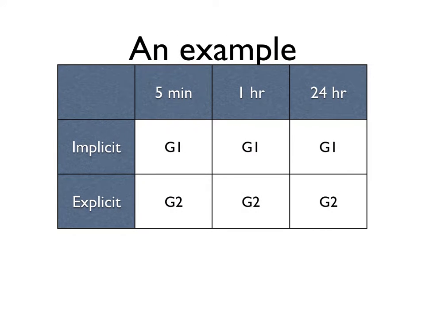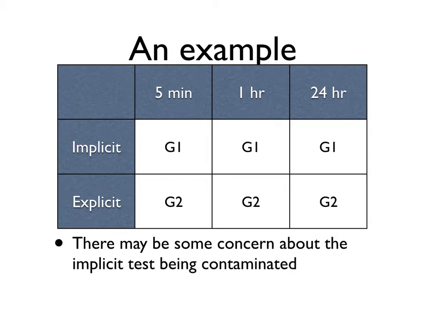So, what if you had something like this? You have two different memory tests, an implicit test and an explicit test. Implicit is word fragment completion, explicit is recall. One group does implicit, one group does explicit. We have 3 retention intervals: 5 minutes, 1 hour, 24 hours. I've talked about this very same thing, except using the same subjects both for the implicit and the explicit test. But there might be some concern about the implicit test contaminating the explicit test and vice versa. If I've tested you twice, once on the implicit memory test and once on the explicit memory test, you might be concerned that there'd be a difference.